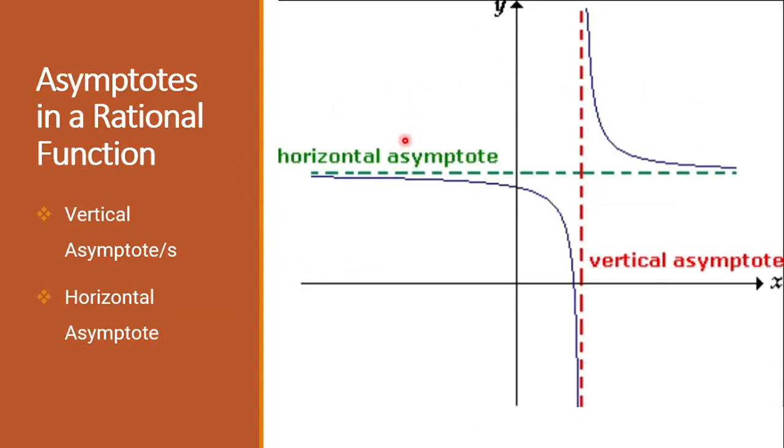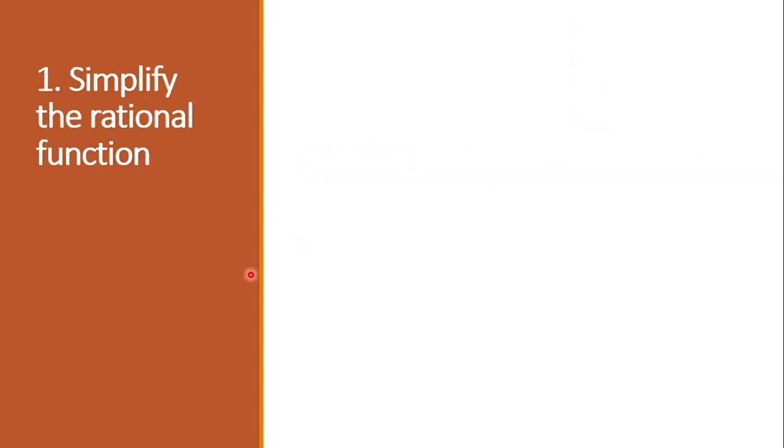Okay, so there are two types of asymptotes that you can find in a rational function. Basically, you have a vertical asymptote and a horizontal asymptote. Now we can see in this illustration that the red line represents your vertical asymptote and your green line represents your horizontal asymptote. Before you can obtain the vertical and horizontal asymptotes, the first thing that we need to do is simplify the given rational function.